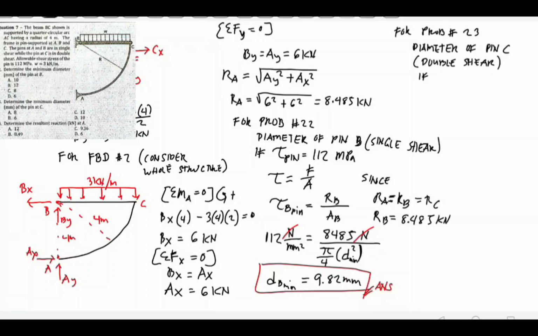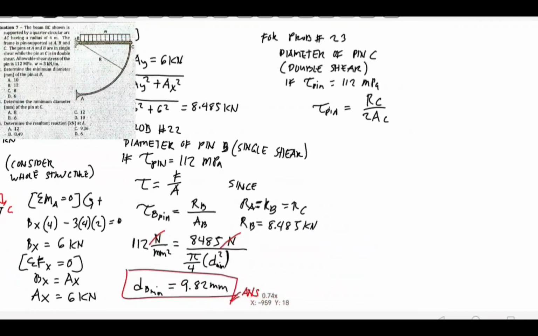Now, for problem number 23, the diameter of pin C, which is in double shear, if the allowable shear stress of the pin is 112 megapascals, the shear stress equals the resultant reaction at C over twice the shear area of C.